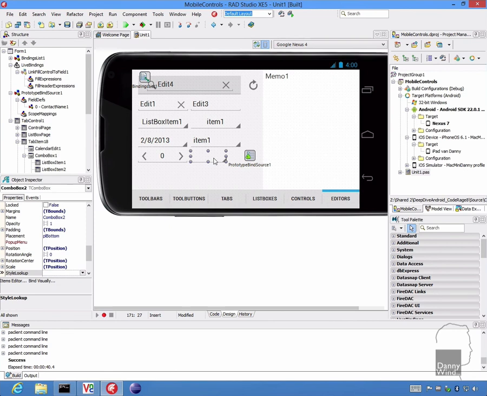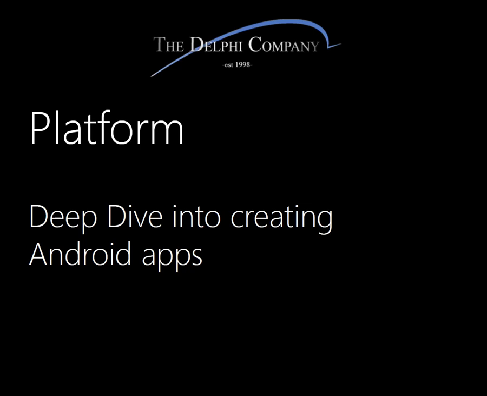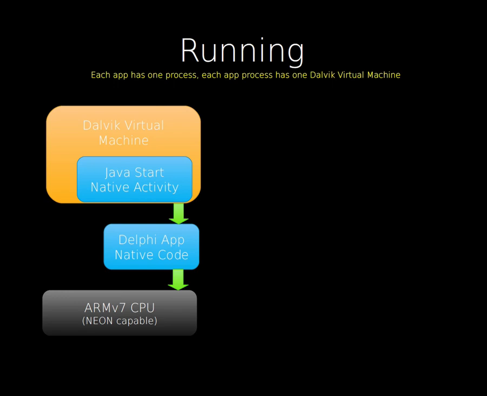Now we've taken a look at native controls. Let's take a look at the platform we're running on. Each app in Android is actually run in a separate process, and each process has at least one and only one Dalvik virtual machine. What actually happens when your Android app is run, in the case of Delphi, is that it reads the Android manifest.